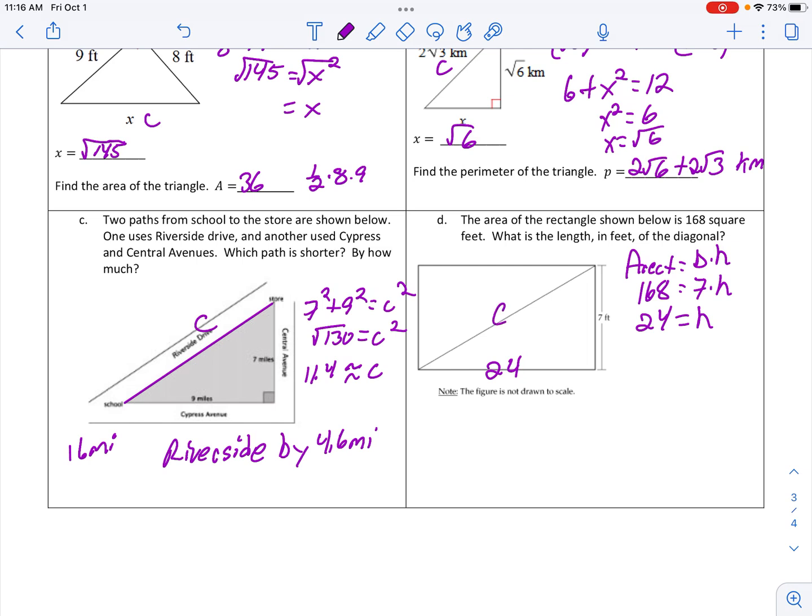Now we want to know what's the length of the diagonal, which is right here. And because it's a rectangle, we have ourselves right angles. We have ourselves a right triangle. So the diagonal is the hypotenuse. 7 squared plus 24 squared equals c squared. All right, so 7 squared plus 24 squared is going to give me 625. And if you are not aware of it, the square root of 625 is perfect. It is actually 25. So the length of the diagonal is 25 feet.